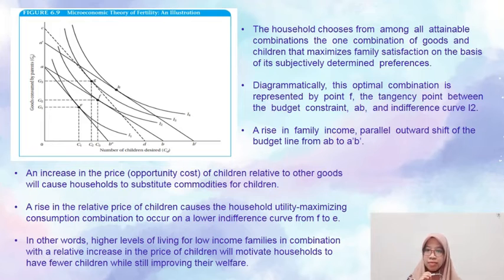An increase in the price, or opportunity cost, of children relative to other goods will cause households to substitute commodities for children. A rise in the relative price of children causes the household's utility-maximizing consumption combination to occur on the lower indifference curve, from F to E. In other words, a higher level of living for lower income families in combination with a relative increase in the price of children will motivate households to have fewer children while still improving their welfare.